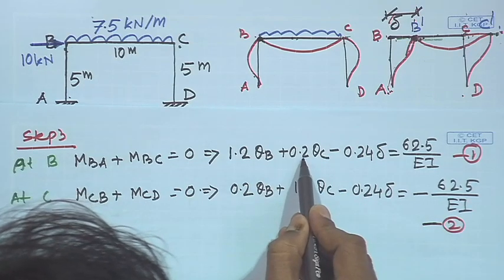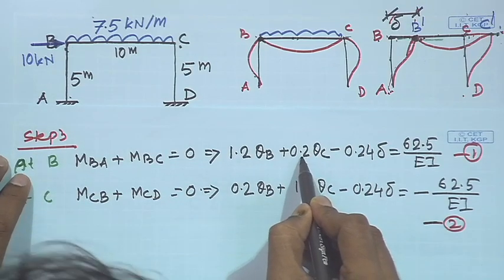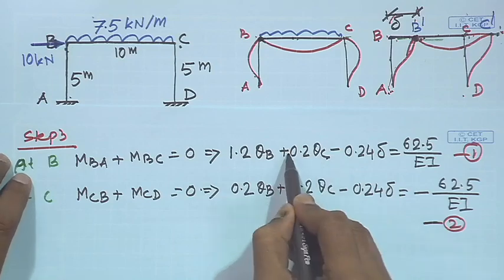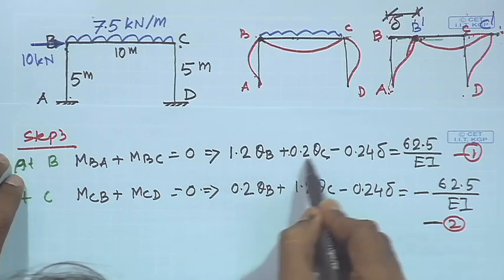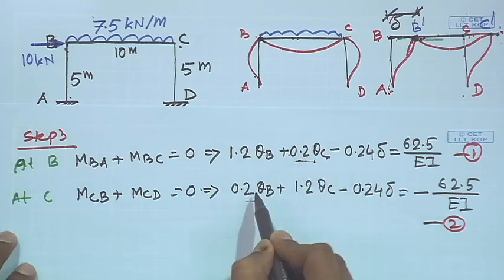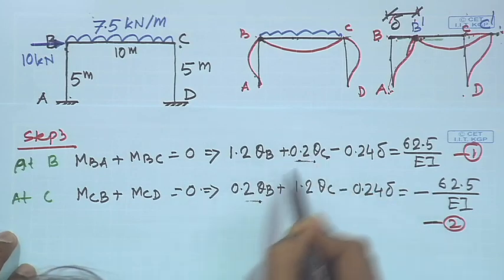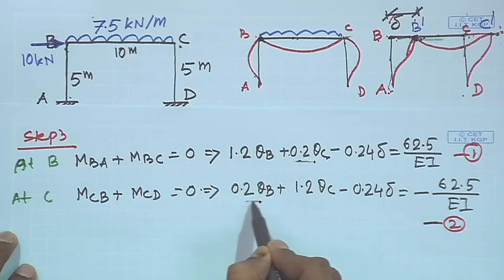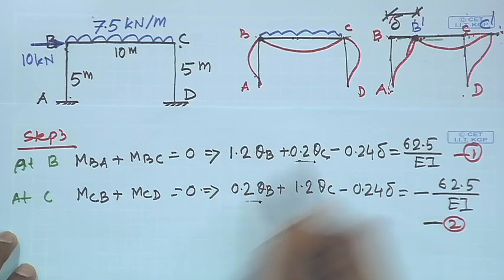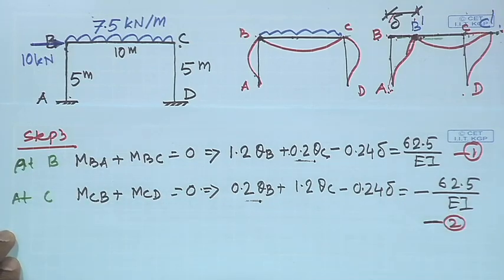So, this 0.2 is what? 0.2 is the contribution of theta c at B, and this part is the contribution of theta b at C, and the associated stiffness coefficient in this case is 0.2 EI, and in this case also 0.2 EI. Again the symmetry can be observed. Okay. So, these are the two equations that we obtained from the equilibrium conditions.